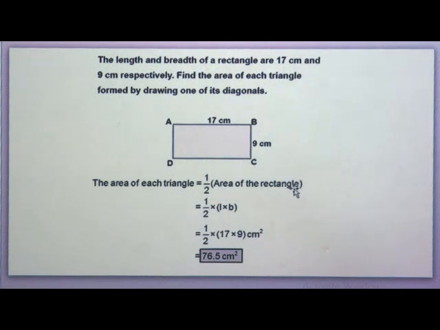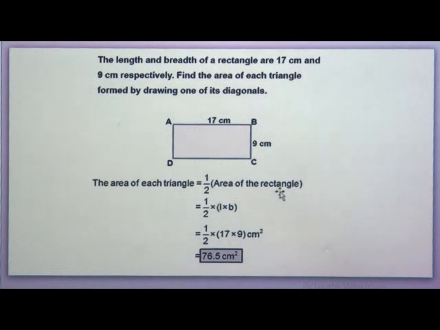So, you know the formula for the area of a rectangle? Yes, you are right. It is nothing but L into B, that is length multiplied by breadth. Area of a rectangle is equal to length multiplied by breadth. What is the formula for the area of a triangle? Why is it half? Already I have explained to you. So, the area of each triangle is equal to half the area of a rectangle. So, we will write a half.